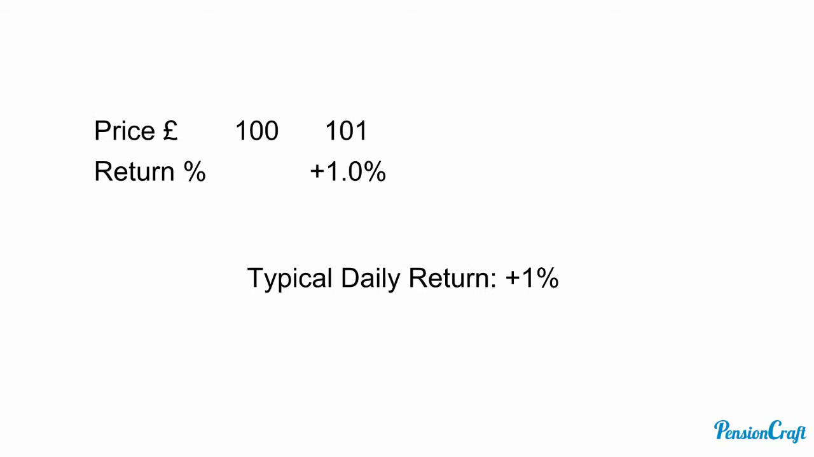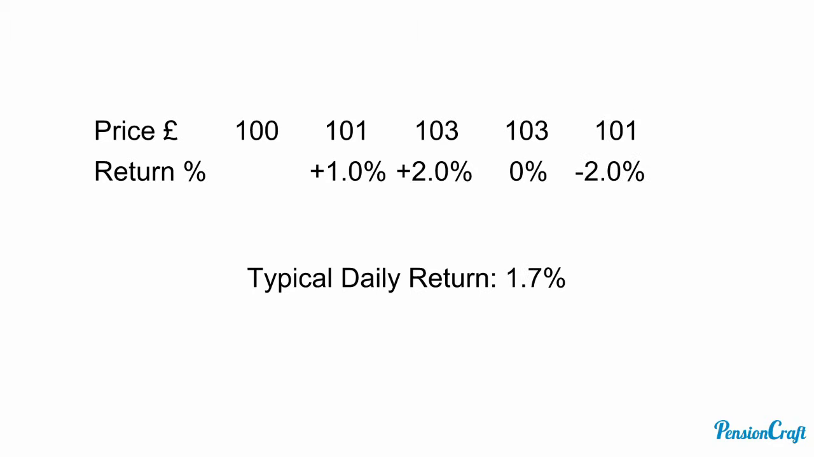This is the price of an imaginary stock which starts off on day 0 at a value of £100. On day 1, the stock rises by 1%. The typical daily return then is 1% so far. On day 2, the price rises to £103, so it's gone up another 2%. The typical daily return is now 0.7%. On day 3, the price doesn't move. We can start to build a picture of the typical daily move of the stock. After 5 days, this comes out at 2.2%.